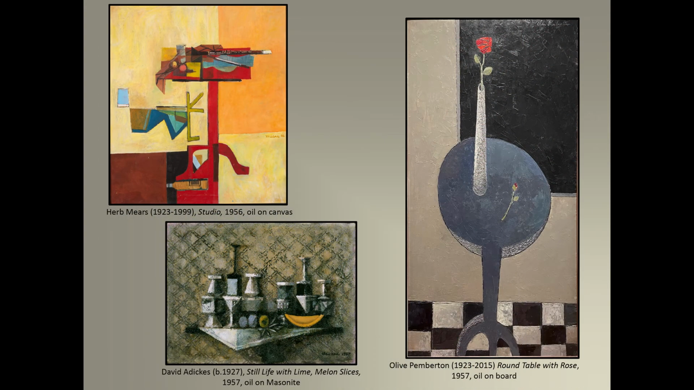Here we see three abstracted tabletop still lifes from the 1950s and 60s. On the top left, Herb Mears, Untitled Studio, 1956, oil on canvas. He was born in New York and lived and worked in Houston. He studied with Fernand Léger in Paris, where he met David Addix.